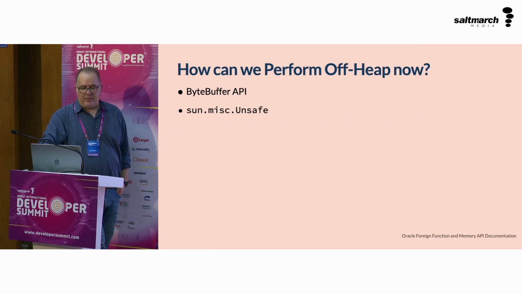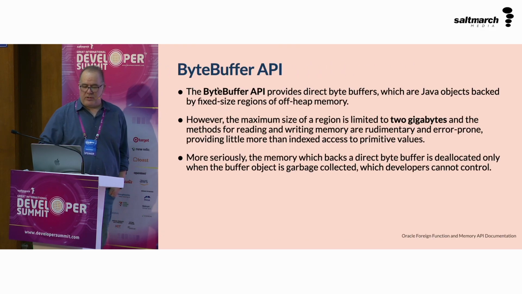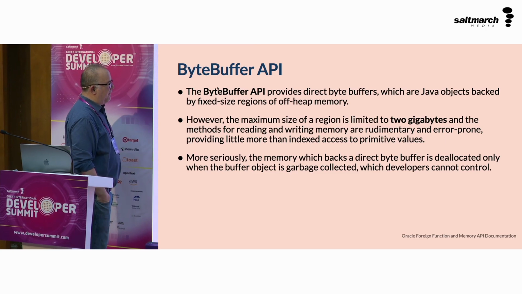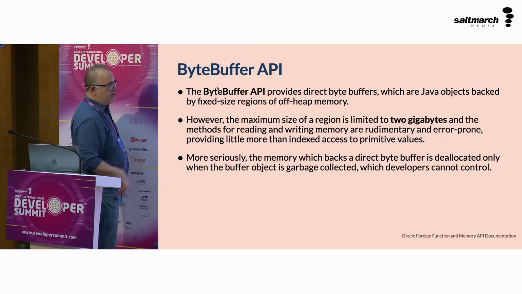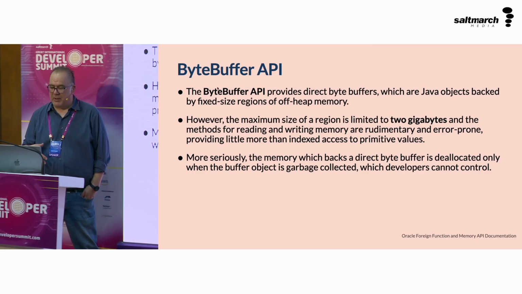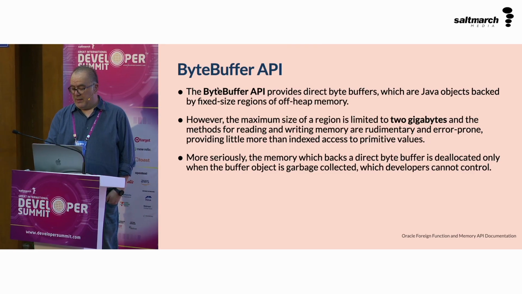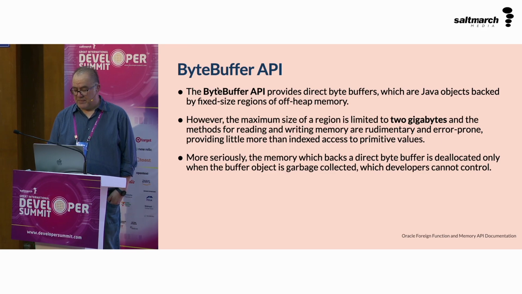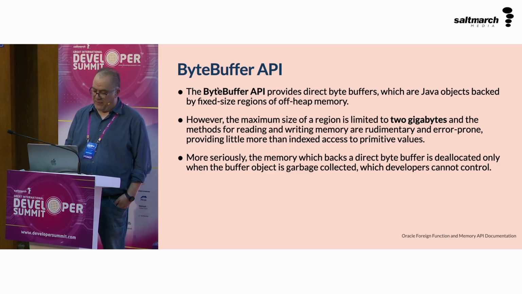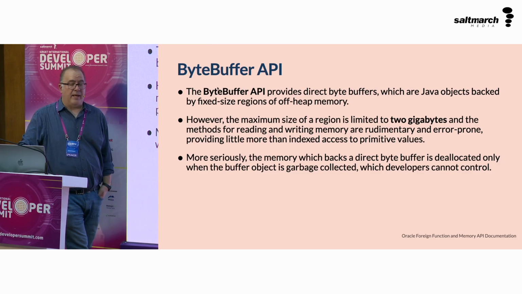Okay. So again, how can we do it now? We have byte buffer. We have Sun Miscellaneous Unsafe. Byte buffer directly stores information onto these byte buffers, which are backed up by off-heap memory. But the thing is that you're limited to 2 gigabytes. So one of the things about the foreign function memory is that you're able to store memory. Okay. And then this right here is deallocated only when the buffer object is garbage collected, which developers cannot control. So one of the things that you get with FFM is the ability to create arenas and decide at which time does that get recollected.